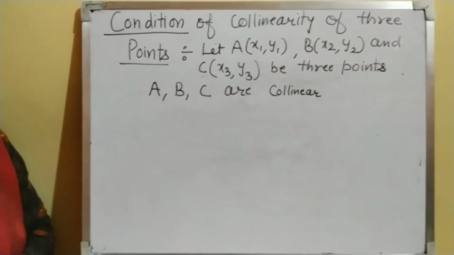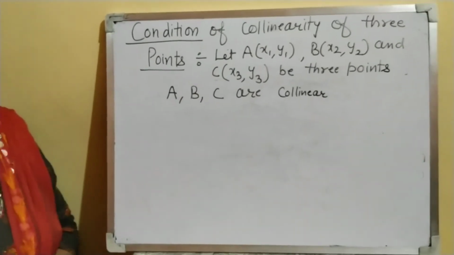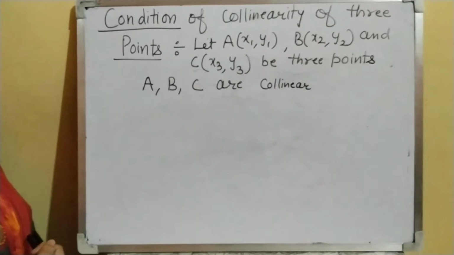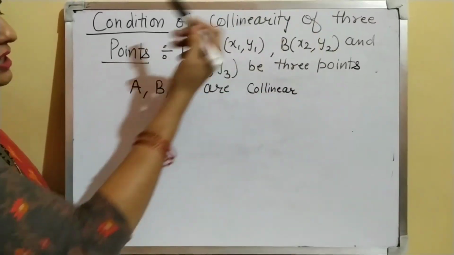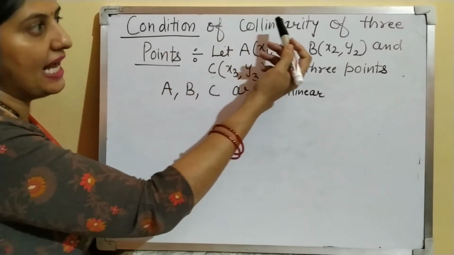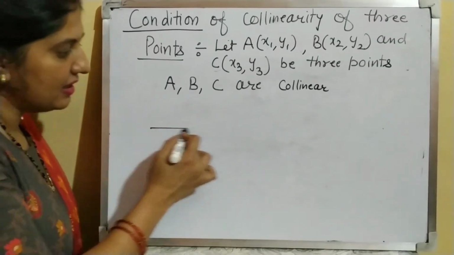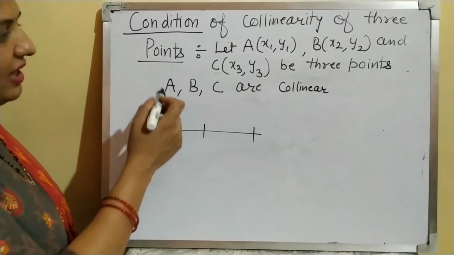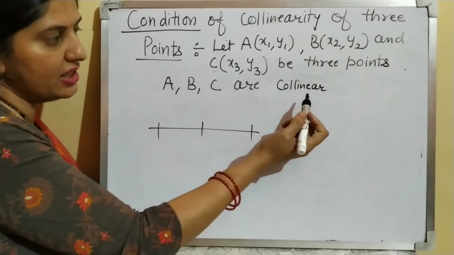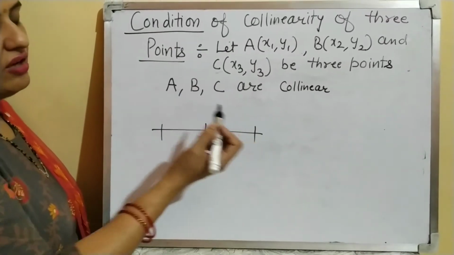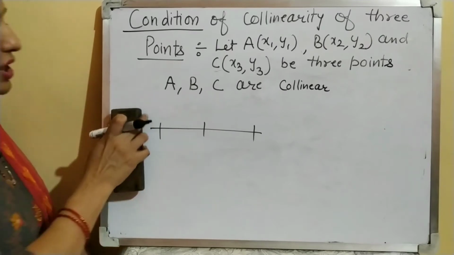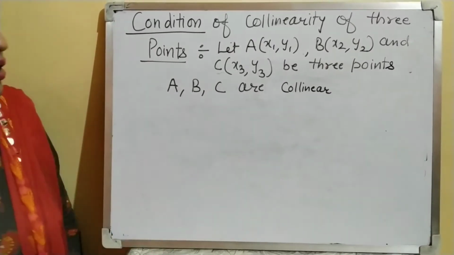Now we will discuss one more application of determinant. With the help of determinant, we can check collinearity of 3 points. Collinearity means points lie on the same line. If you have to check whether any 3 points are collinear or not, you can check with the help of determinant. Now we will find the condition for checking collinearity of 3 points.